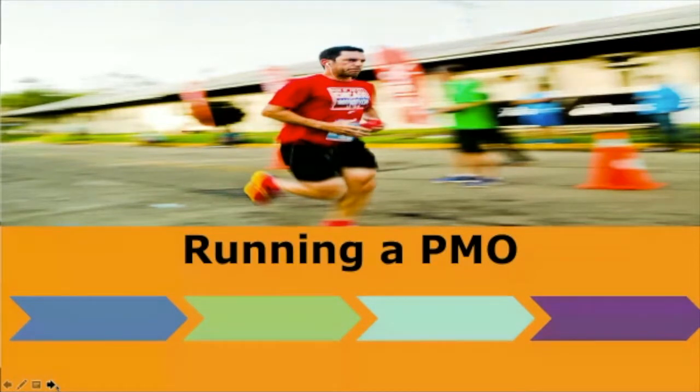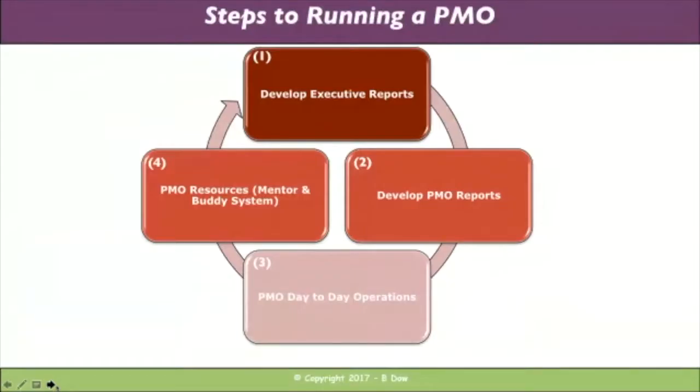So I've really created 4 buckets on how to run a PMO. I've done the 12, they're in place. Some can be mature, some could be not so mature. That's fine, but we've got that foundation in place. And now we step into running a PMO. Make sense? You have to have the foundation in place. So here are the 4 steps of running a PMO. Develop executive reports, develop your PMO specific reports, and we'll talk about that. Jump into your PMO day-to-day operations. So what do we do day-to-day? And then finally, your PMO resources, your mentoring, your buddy systems, and all the things that you can do for your resources. That's it. It's easy. 4 steps, and you've built yourself, and now you're running a PMO.